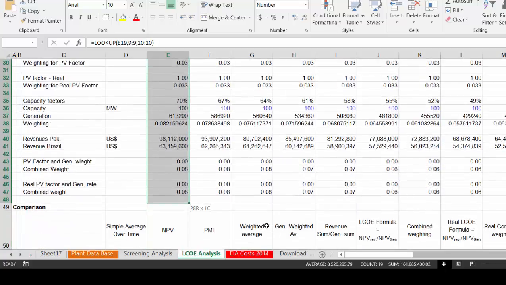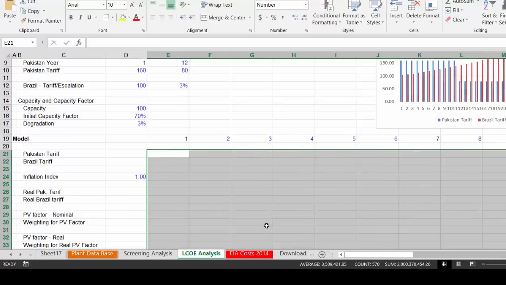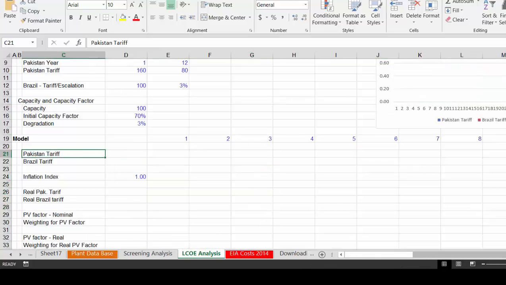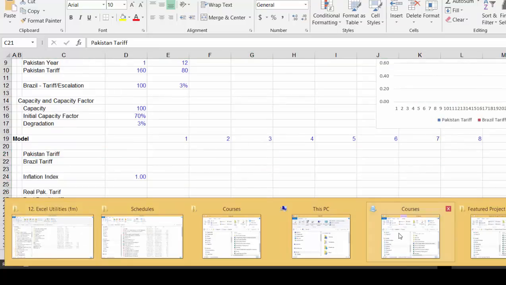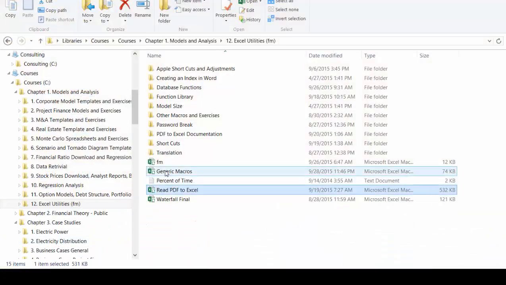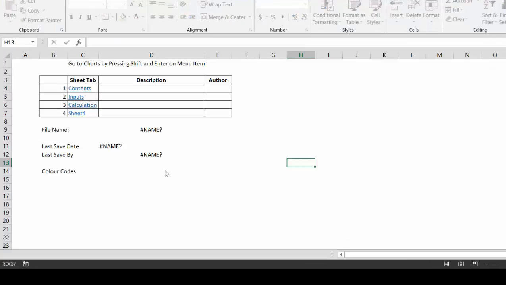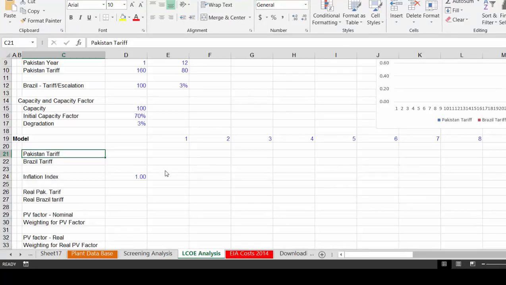I'm going to just erase everything. And as long as I'm going to have to, it's been a while since I worked on this, so I have to reopen this generic macros file. Oh, it's on Elvis today.